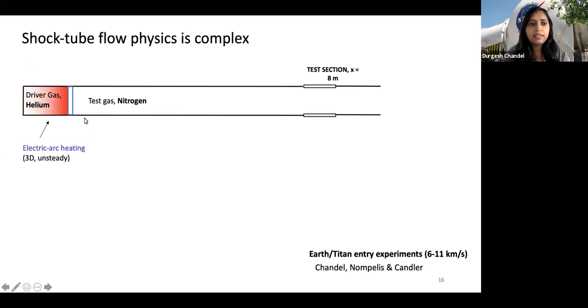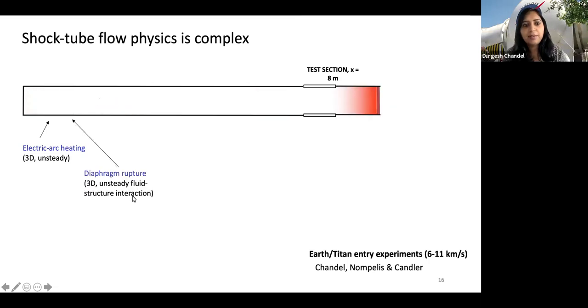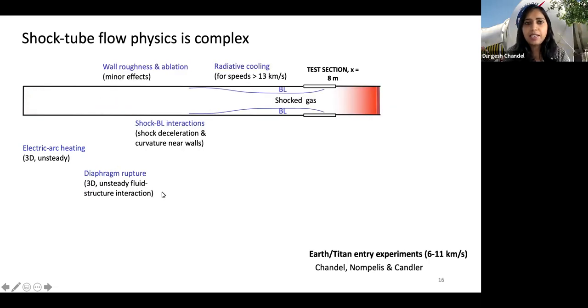So first we heat the gas by electric arc, which is a 3-dimensional unsteady process. And then the diaphragm breaks. Diaphragm rupture again is a 3-dimensional unsteady FSI problem.